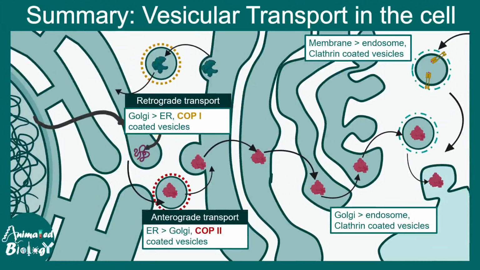So overall, we learned how retrograde and anterograde transports are mediated by different kinds of vesicles. Majorly we looked at three different vesicles: one is COP1 coated, one is clathrin coated, and one is COP2 coated. And we looked at how they orchestrate different steps of vesicular transport between different components.